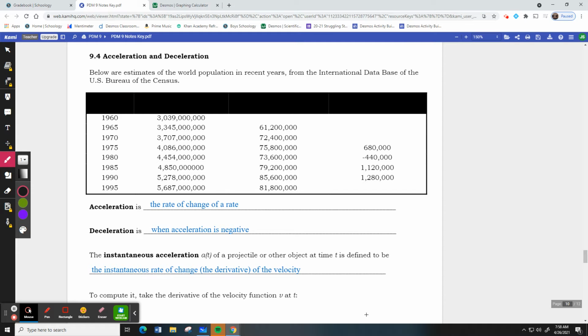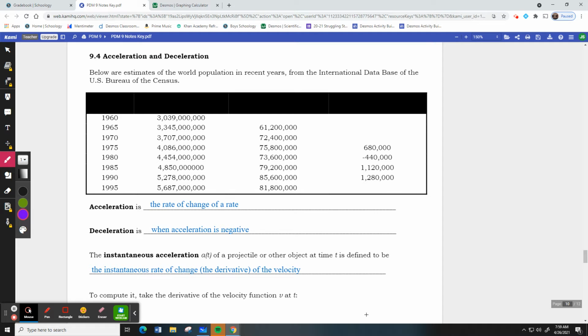Hello, pre-calculus students. Today we're going to talk about 9.4, acceleration and deceleration. So let's take a look at this table below. And I'm realizing right now that when I made the PDF, you cannot see the names of any of these columns. So it says below are the estimates of the world population in recent years from the International Database of the U.S. Bureau of the Census.